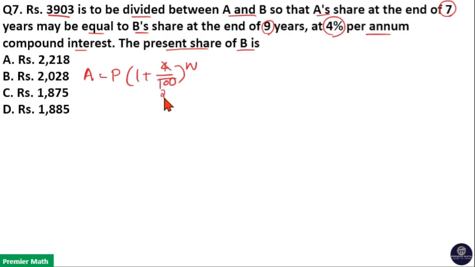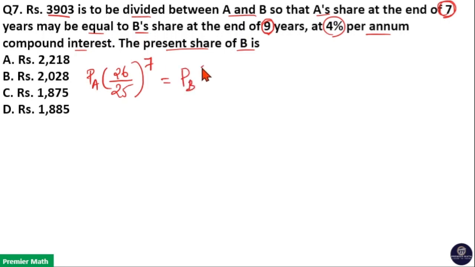This will become 4 goes 25 times in 100. So 1 plus 1 by 25 is equal to 26 by 25. Now you can see here the amount at the end of 7 years is equal to the amount at the end of 9 years. So this will become the amount at the end of 7 years, which is the principal of A into 26 by 25 the whole raised to 7, equal to the principal of B into 26 by 25 the whole raised to 9, because the amount at the end of 9 years is equal to the amount at the end of 7 years.